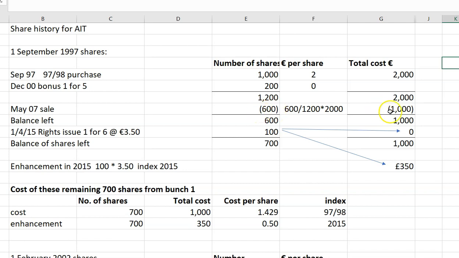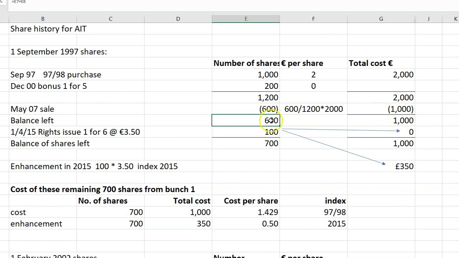We sold 600. The easiest way to work out the cost is, so that's the cost of the shares, and that's how many shares there were. So we sold 600. 600 over 1,200 multiplied by the cost will give you 1,000. We sold half the shares here, which means half the cost is going as well. If we were selling a third of the shares, if we were selling 400 shares, we'd be reducing the cost by a third. So you get the proportion of shares being sold and just reduce the cost by the same proportion. So our cost has gone down now.